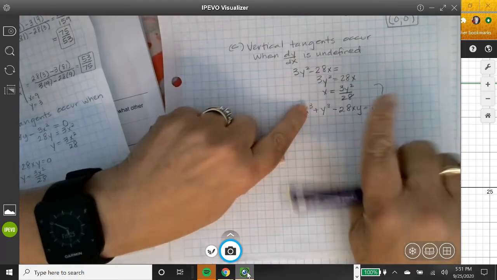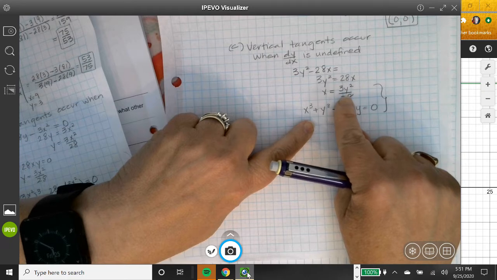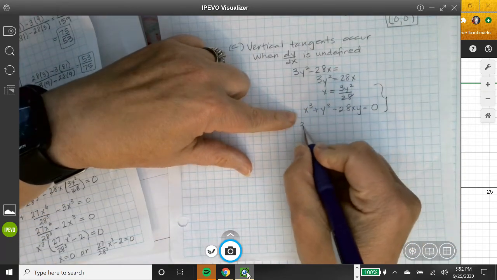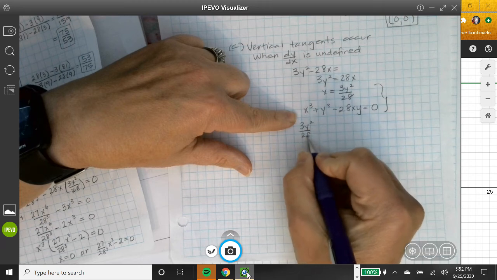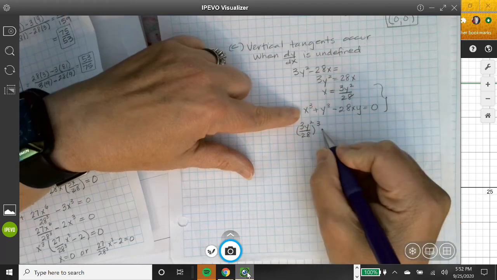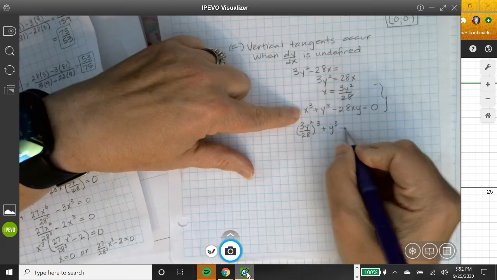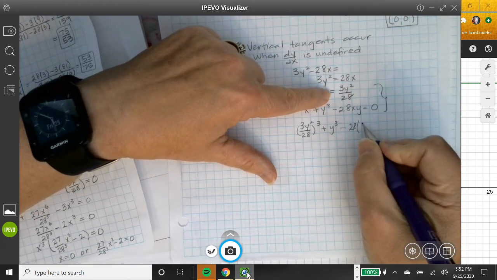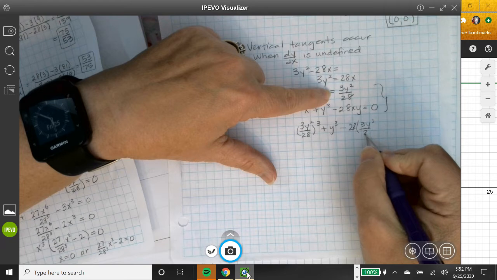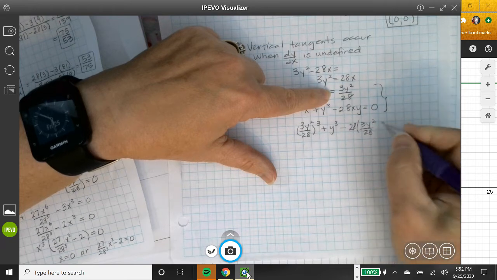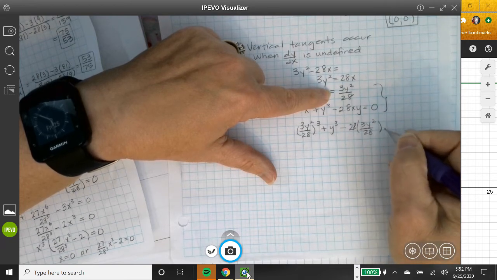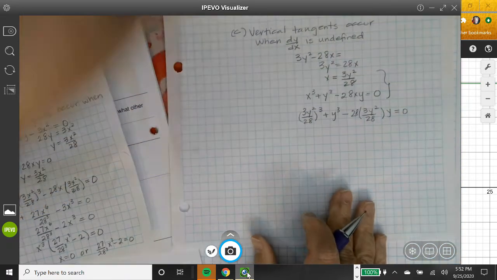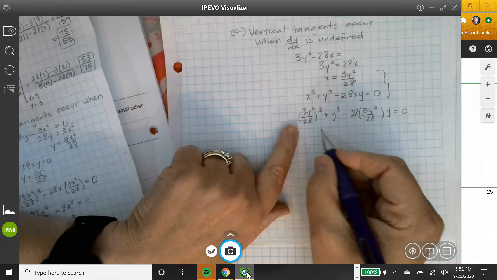I'm going to take this expression, since this is x, and put it in with the x. So I'm going to take 3y squared over 28 and cube it, plus y cubed minus 28, and where I see x, I should put 3y squared over 28, times y equals 0.